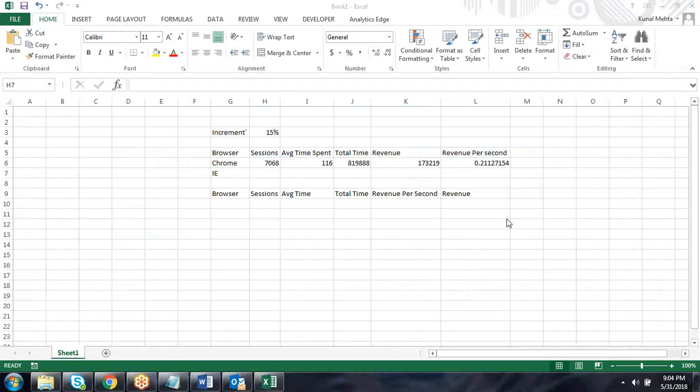So Rahul, what I'm doing over here is I'm assuming that my session duration would increase by 15%. Once I enhance my user experience for Chrome users, my Chrome users will spend 15% more time on my blog. So right now I'm putting the current numbers. For now, I'm getting 7,000 sessions from Chrome, 116 seconds that they spend on my website. Total time spent would be average into total. Revenue is what I'm making from Chrome. Revenue per second comes out to be revenue divided by total time spent.